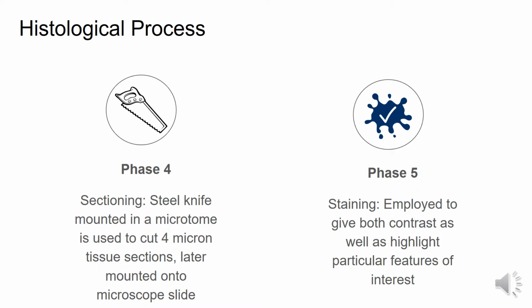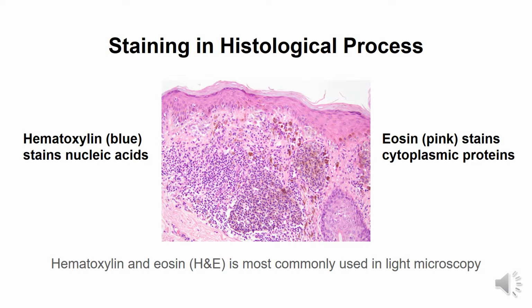During sectioning, a steel knife that is mounted within a microtome is used to cut 4-micron tissue sections, which will later be placed onto microscope slides. The final step, staining, is employed to give both contrast to the tissue as well as highlight particular features of interest. The most common histological stain is hematoxylin and eosin. Hematoxylin is a basic dye that stains nuclei blue due to its affinity for nucleic acid, and eosin is an acidic dye that stains the cytoplasm pink.